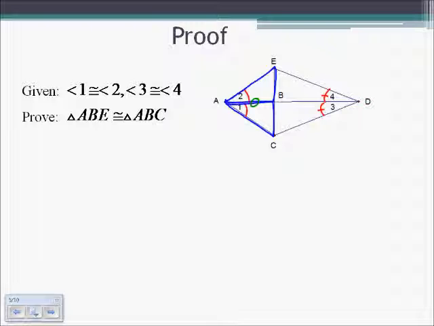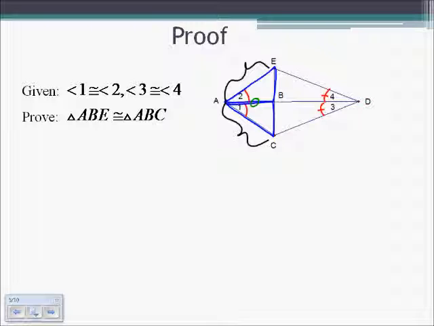Looking at those parts, if I could say somehow that side AE is congruent to side AC, then I could show that the two triangles are congruent by side angle side. So if I can somehow show that those two are congruent to each other, I'm going to be in business. Alright, let's take a step back here. It's given to me for a reason that I have those two sets of angles being congruent. 3 and 4 need to be used somehow.